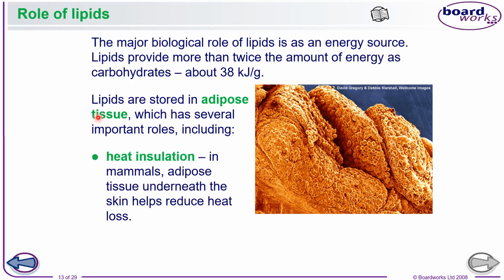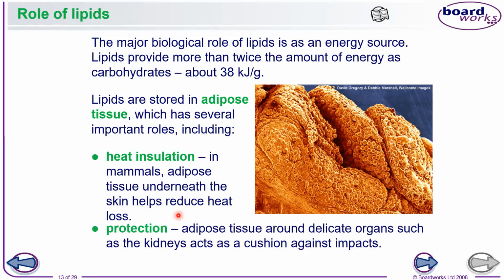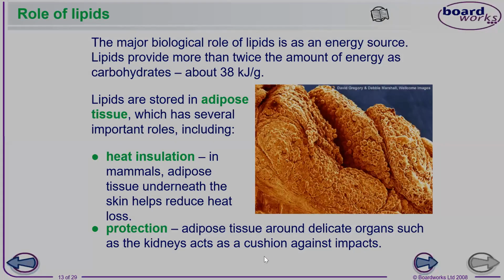What are the other important roles? Lipids are involved in heat insulation, because adipose tissue is generally found under the skin. So what does it do? It reduces heat loss because it's a layer beneath the skin. It gives protection also. For example, around our organs such as the kidneys, we have this layer of adipose tissue. Because of this, there is a cushioning effect, so it protects your body against certain impacts.